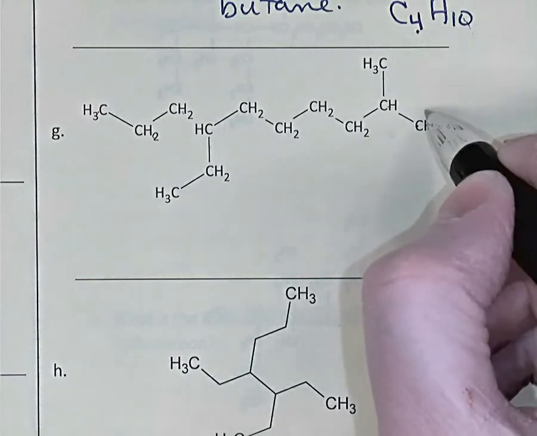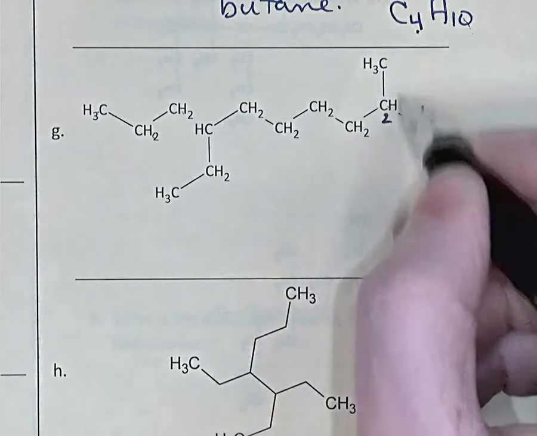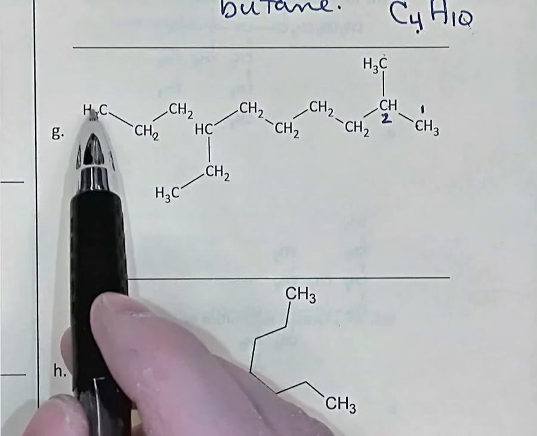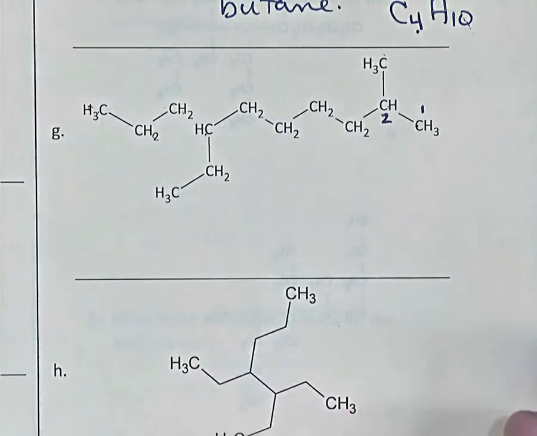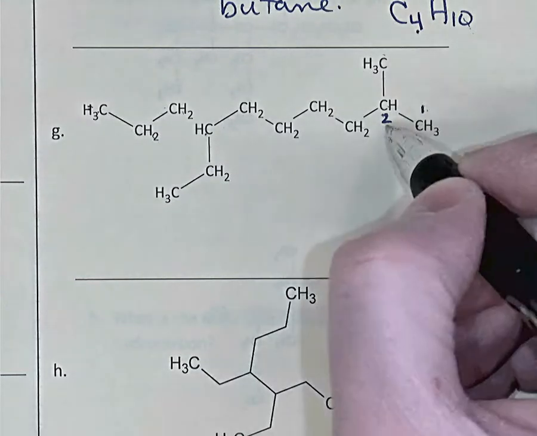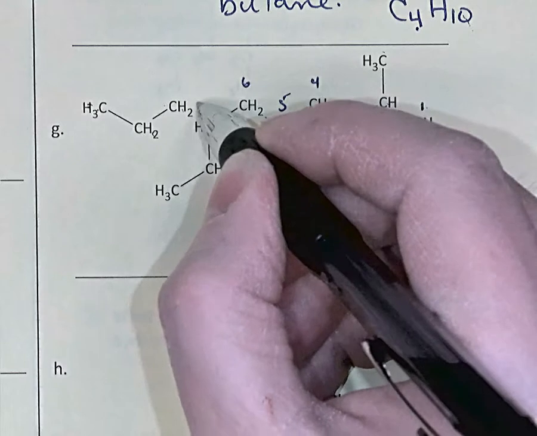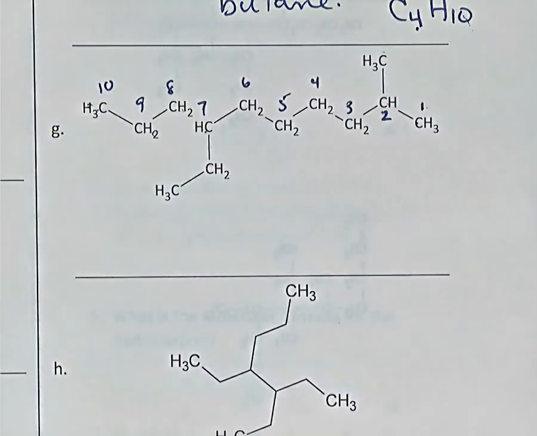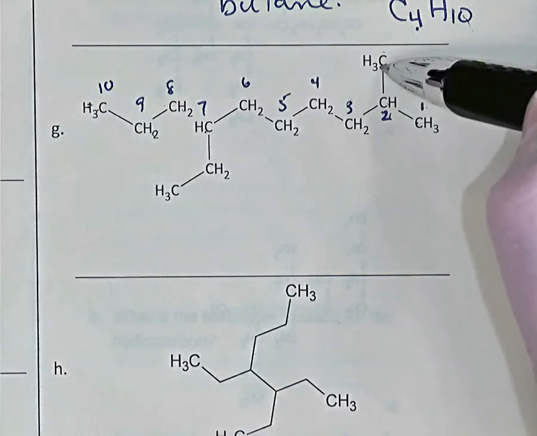So in this case, I'll number from the right, carbon 1, carbon 2, so that the methyl branch is carbon 2. If I numbered from the left, it would be 1, 2, 3, 4. It would be the carbon 4 is where the first branch is found. So 1, 2, 3, 4, 5, 6, 7, 8, 9, 10 carbons. On carbon 2, there's a methyl branch, a 1-carbon branch.